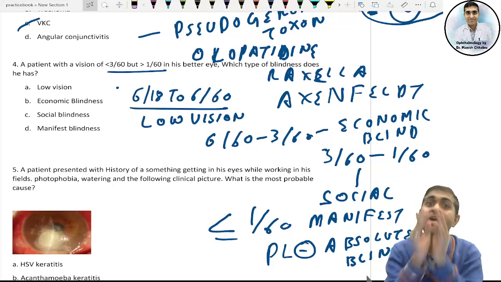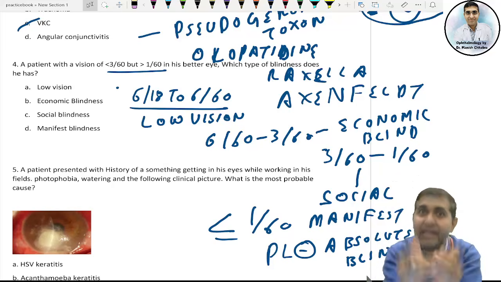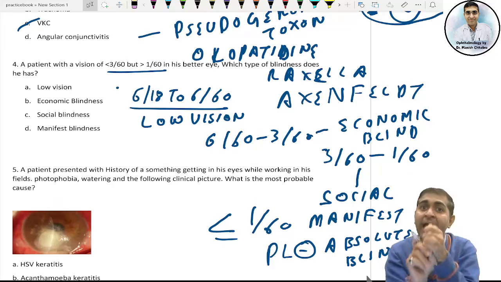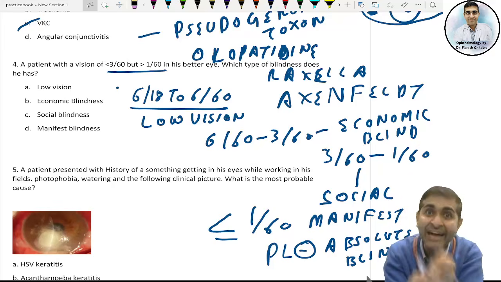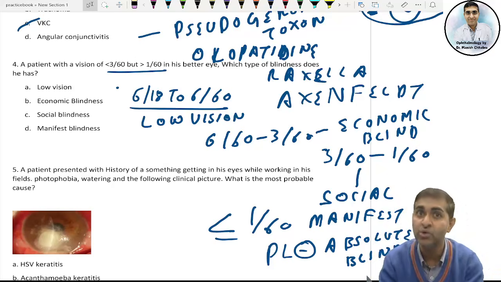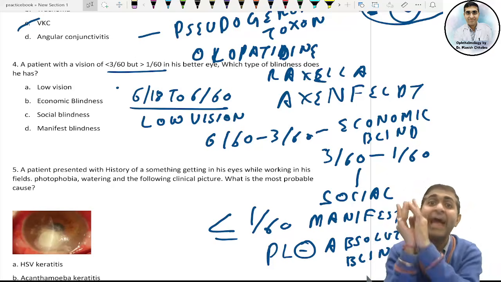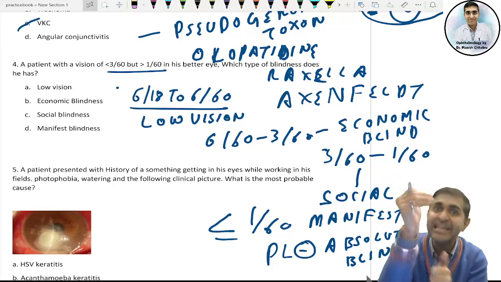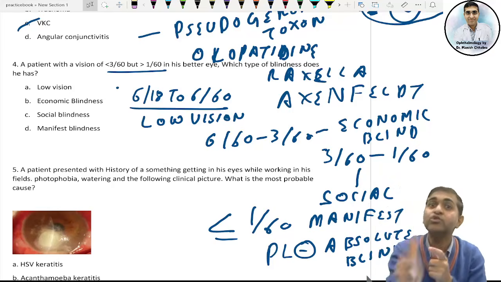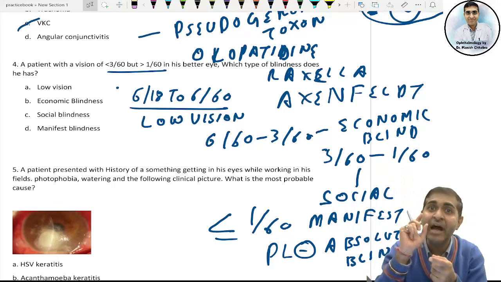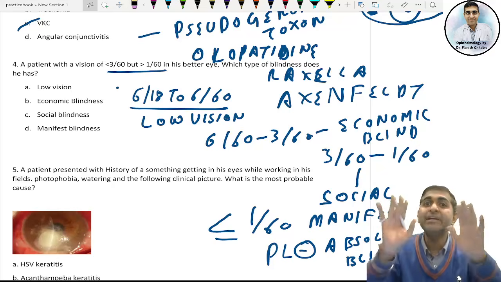Or in other words, blindness is defined as visual acuity less than 3/60, less than or equal to 3/60, and visual field less than or equal to 10 degrees with best possible correction in the better eye. This is under WHO. So previously with NPCB, the definition was visual acuity less than or equal to 3/60, visual field less than or equal to 10 degrees in the better eye with available correction.